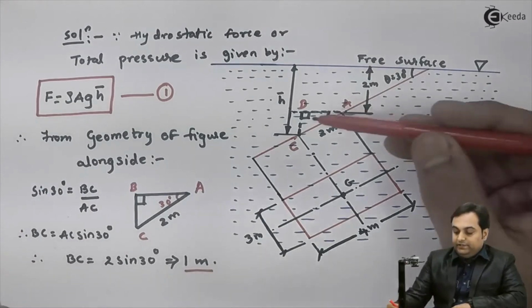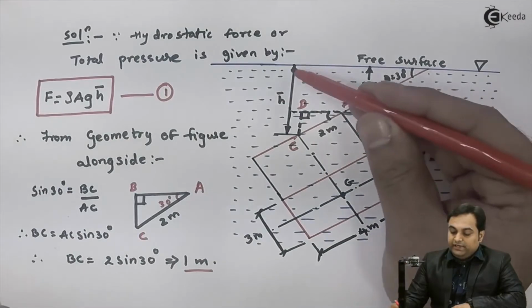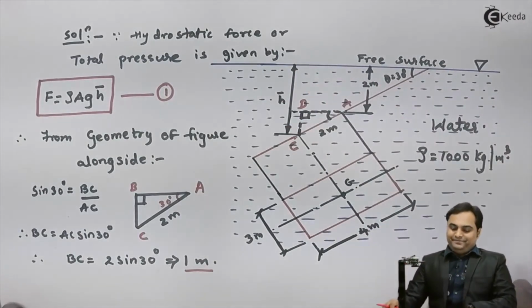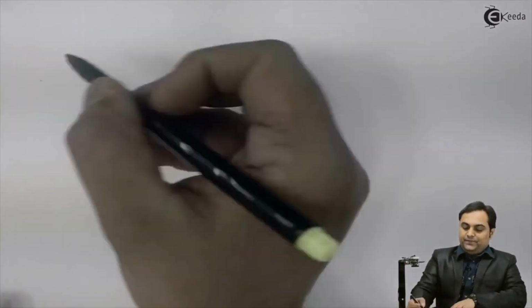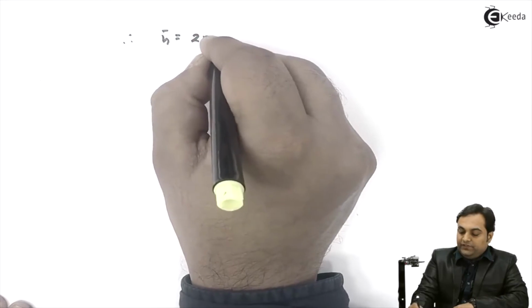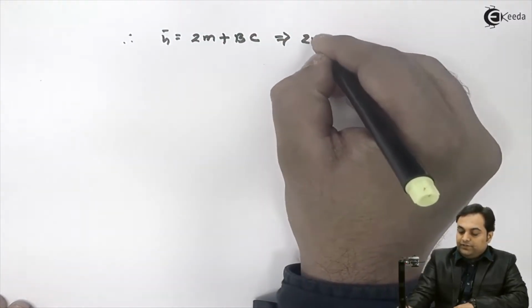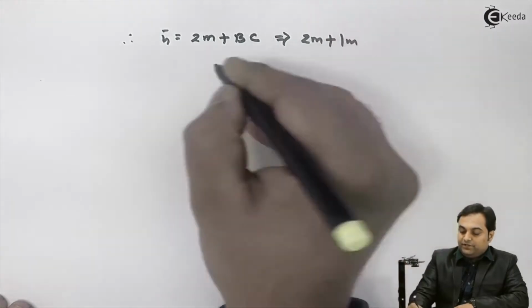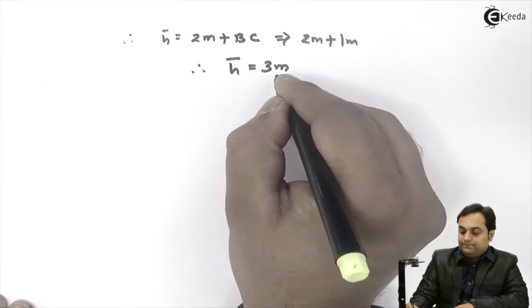Now after getting this value BC, I will add 2 meter to it and get h bar. I hope this is understood. Therefore h bar will be 2 meter plus BC, and BC is 1 meter, and hence h bar comes out to be 3 meter.